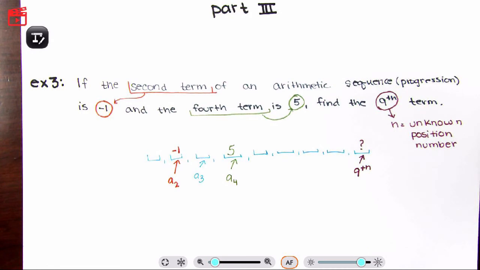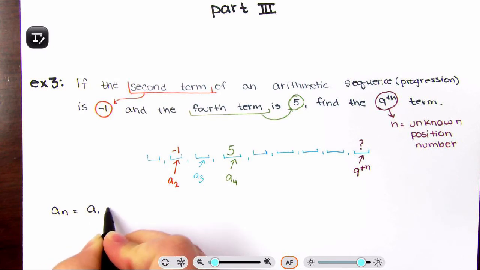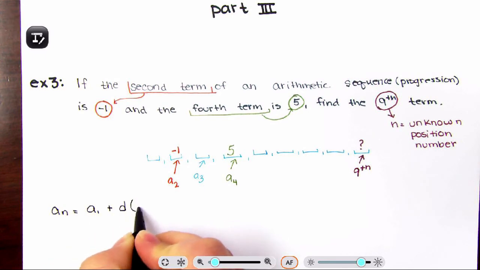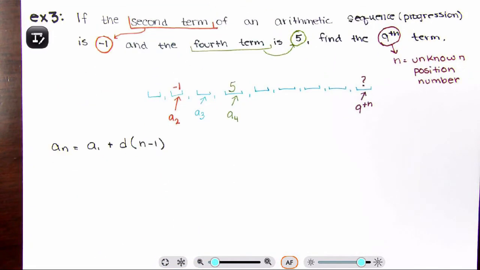So let's start out with our equation. For our equation, we have the regular equation of a sub n is equal to a sub 1 plus d times n minus 1. In this problem, we're going to be using this equation multiple times because we're going to travel backwards so much that we're going back into integrated math 1 or algebra material with the way we're going to solve it.